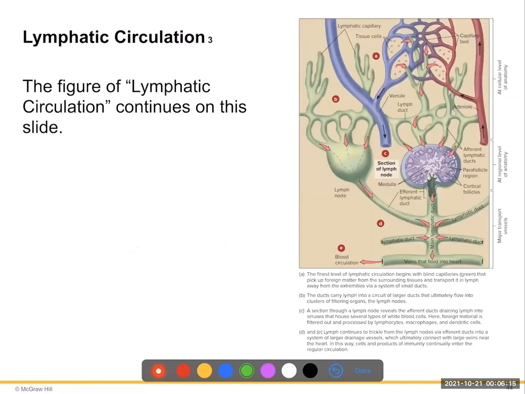So here's your lymphatic system. Here are your lymphatic capillaries. Those are very porous, so foreign materials get into those. They flow into your afferent lymphatic ducts. This is your lymph node. This is what a section of lymph node looks like. You can see the sinuses inside it, where it flows. Then it flows out of the lymph node. This is your efferent lymphatic ducts. And it feeds into larger and larger ducts as it goes, which allows it to flow back into the general blood circulation.